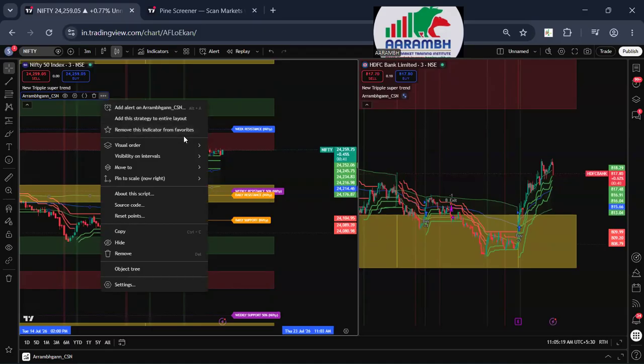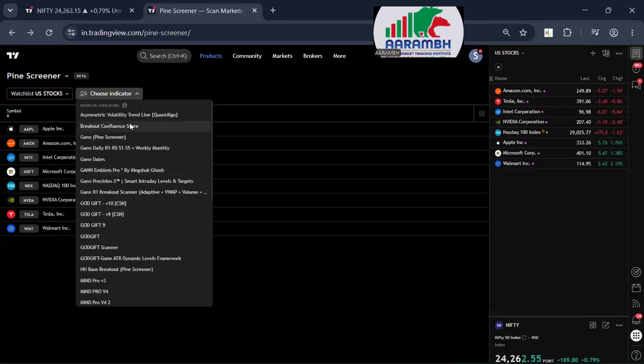This indicator shows it is already added in favorite. You also need to add it in favorite. Not this one, you need to add the God gift scanner, which I have already given to you. Once you add that, you will get these options here. Whatever scanners you have in favorite, all will come here.